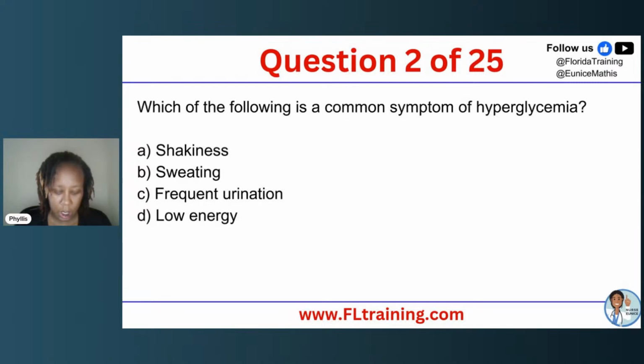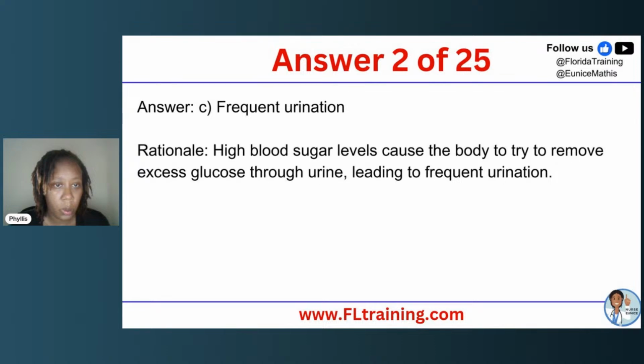Okay, let's go ahead and reveal the answer. If you chose C, you are absolutely correct. Frequent urination. High blood sugar levels cause the body to try to remove excess glucose through urine, leading to frequent urination. Way to go, you guys. You guys are doing good.